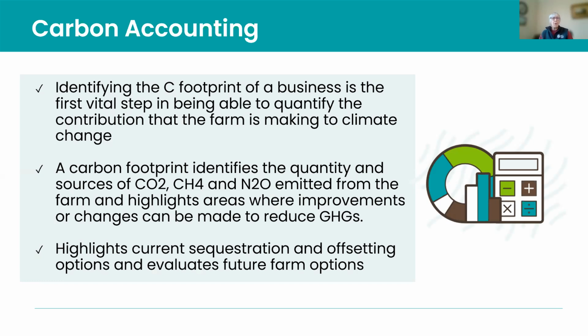So carbon accounting, what is it? Effectively, it's simply identifying the footprint of a business. It is the vital first step to enable you to quantify the contribution that your business is making to climate change. As I've already mentioned, the carbon footprint will identify the quantities and sources of carbon dioxide, methane, and nitrous oxide emitted from your farm. It highlights areas where improvements can be made to reduce those emissions. But it also highlights, or at least our calculator highlights, where sequestration is taking place and looks at future options.